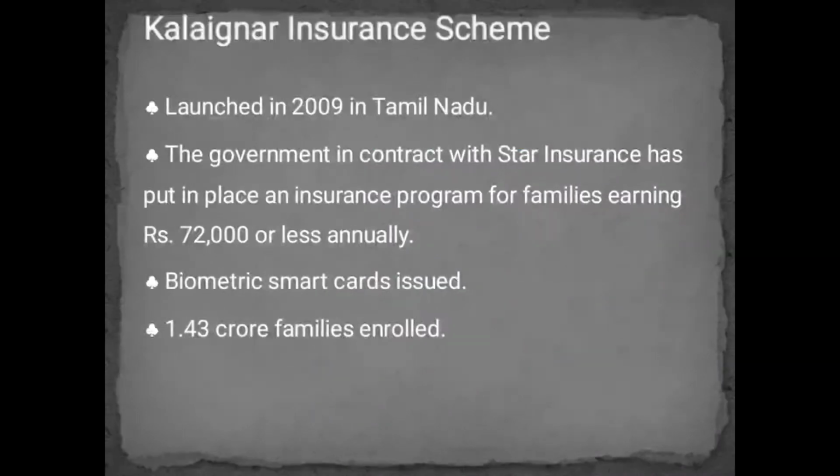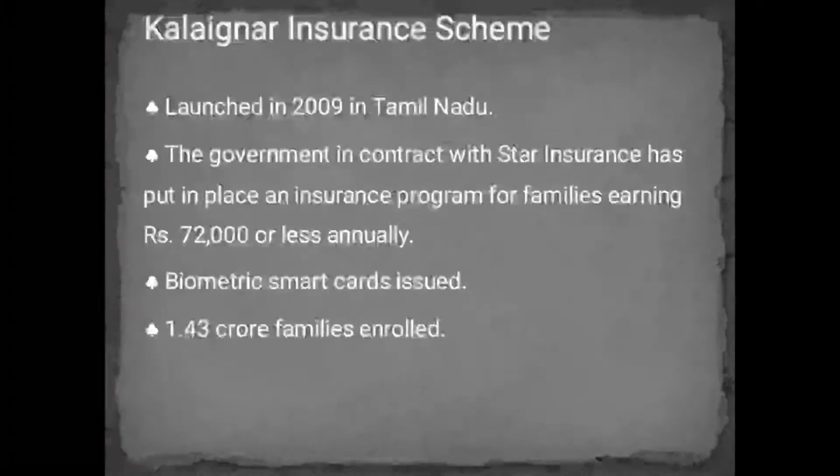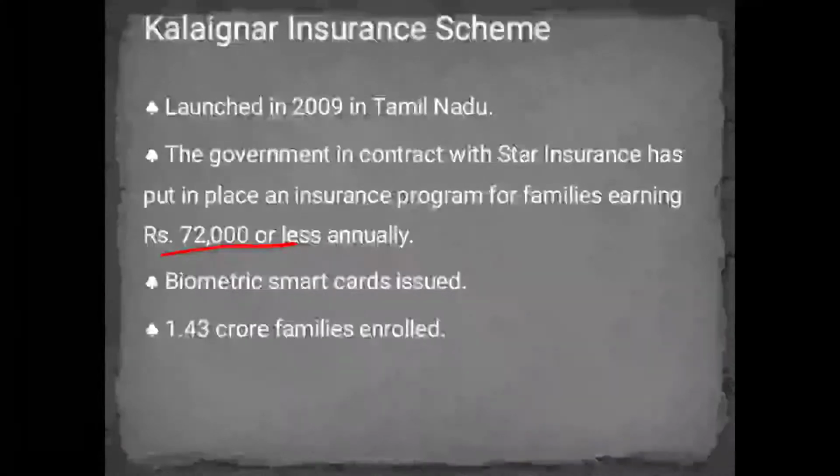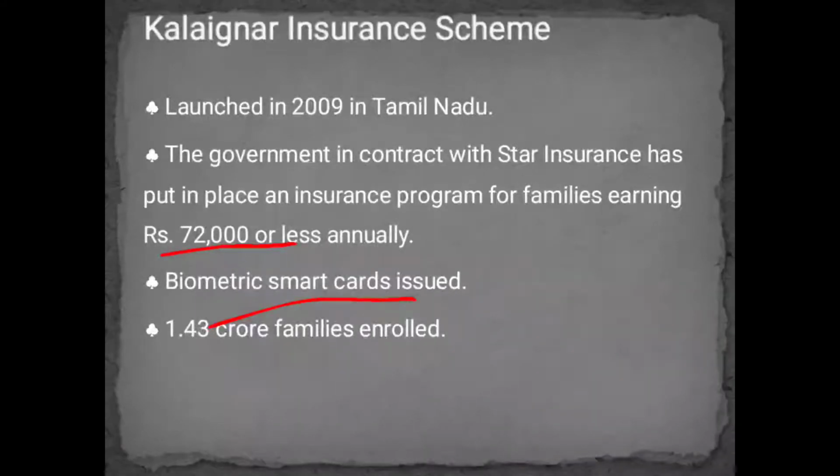Then the Kalainar Insurance Scheme. It was started in 2009 in Tamil Nadu. The government, in contract with Star Insurance, has put in place an insurance program for families earning rupees 72,000 or less annually. So this is also for poor families of Tamil Nadu, 72,000 and below. Biometric smart cards are issued. So the style is biometric. So 1.43 crore families are enrolled in this.